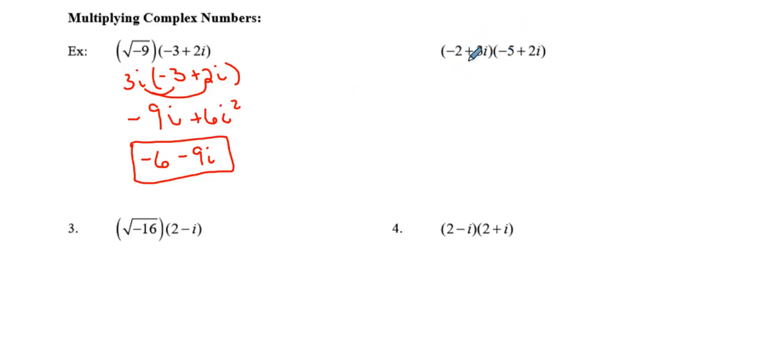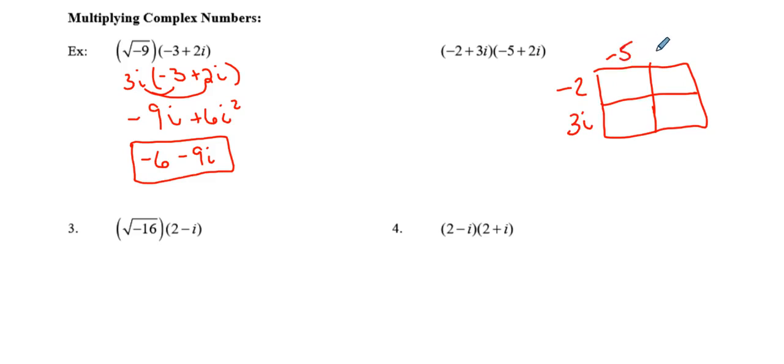So the second example here, we have a binomial times a binomial. Again, you're going to double distribute that, and I like to use the area model to help me organize my information. So negative 2, positive 3i, negative 5, positive 2i. This gives me positive 10. This gives me negative 4i. This gives me a negative 15i. And this would be a positive 6i squared. But again, i squared, all that's going to do is change your sign to a negative. So this ends up being a negative 6.